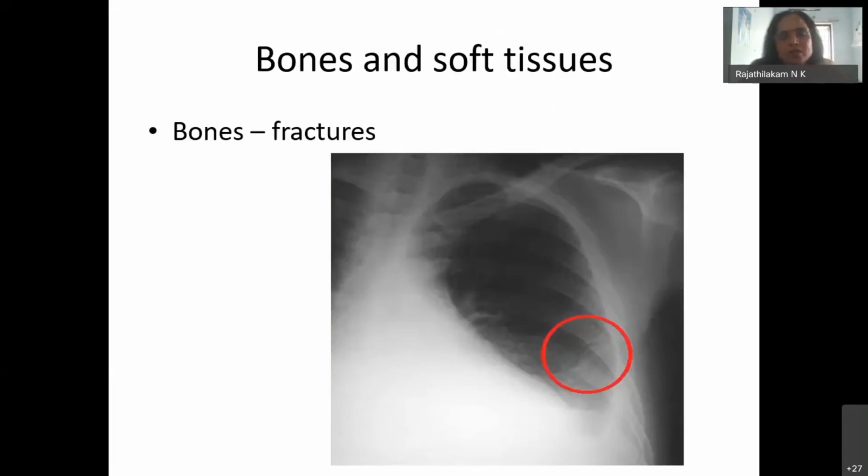The bones and soft tissue should be checked. Here we can see a fractured bone. This is the 6th posterior rib, which is fractured. So in every X-ray, you have to see whether there is any fracture of the bones, ribs, clavicle or scapula. Next.